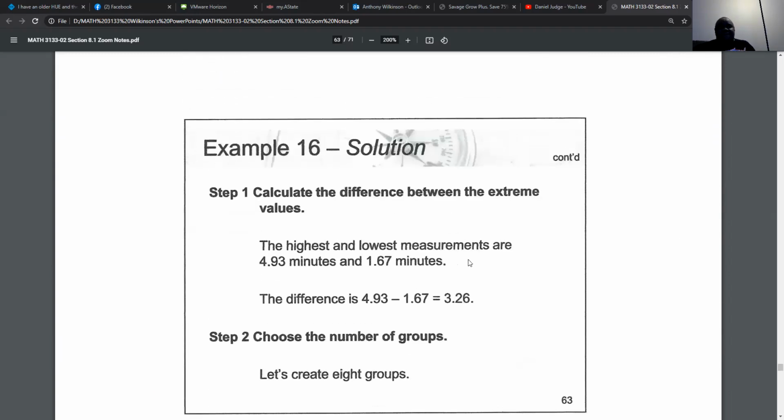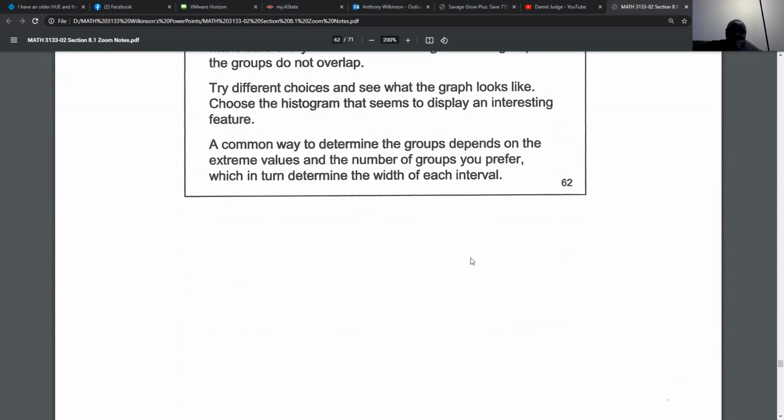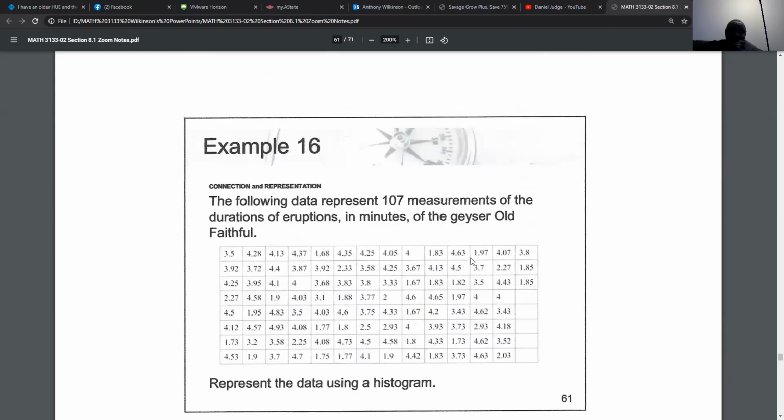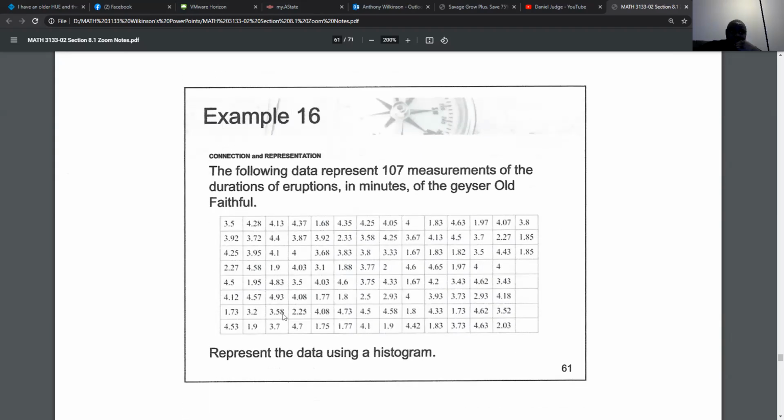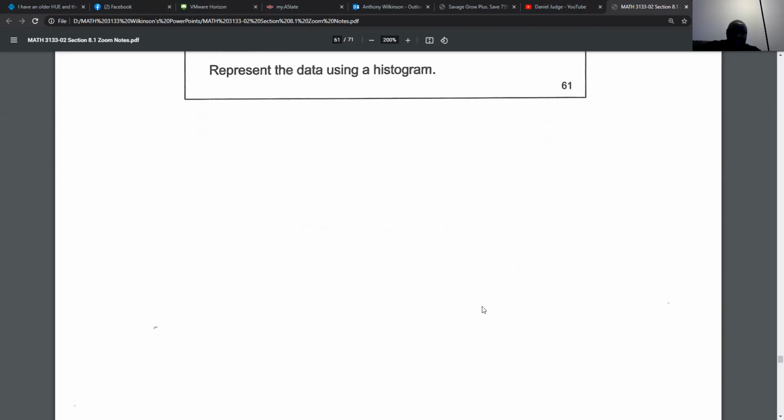So here are the steps. First, we calculate the difference between the extreme values in that data set that I just showed you. I'm going to scroll back up so you can get familiar with what that data set is. This is the data set we're talking about. You want the highest data value and the lowest data value in this data set.